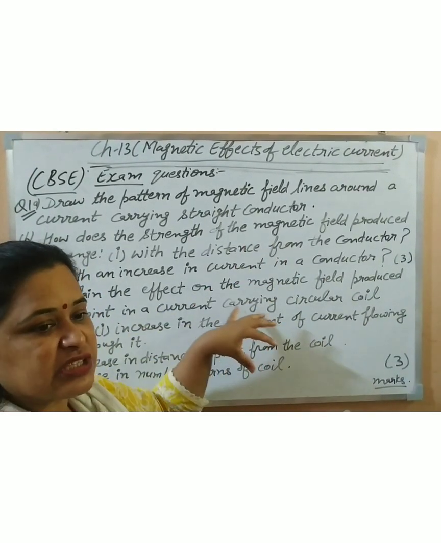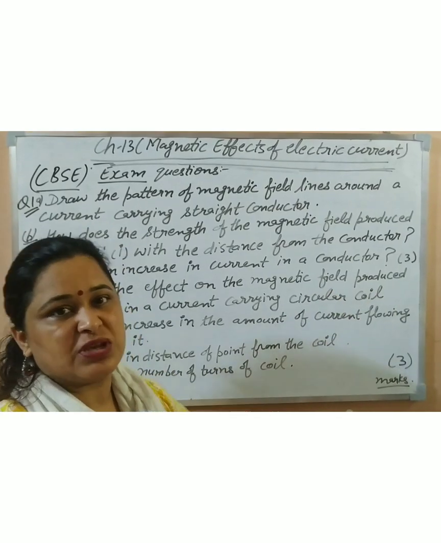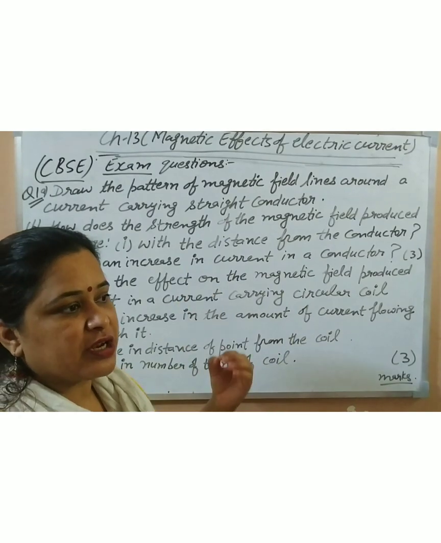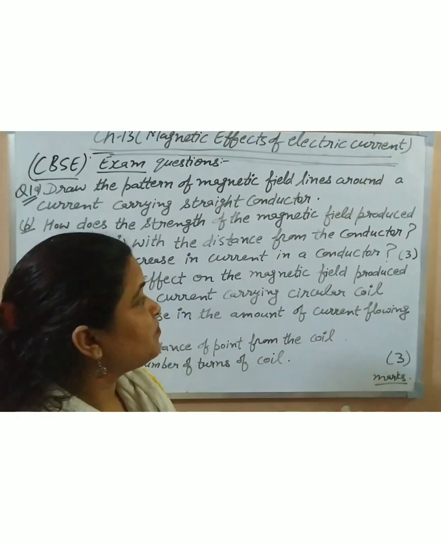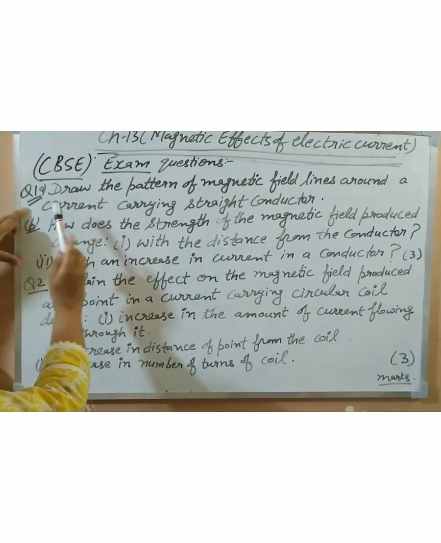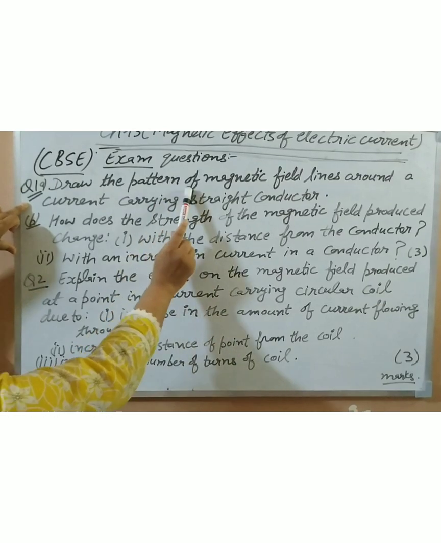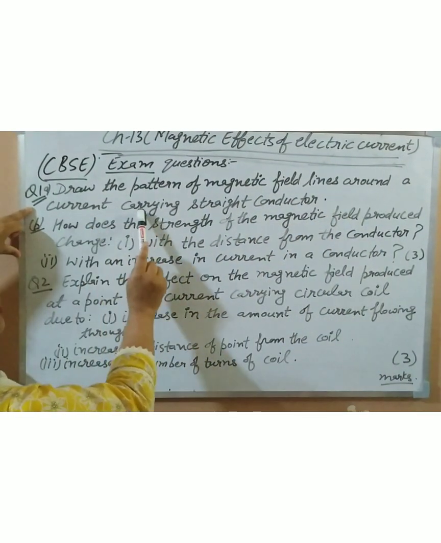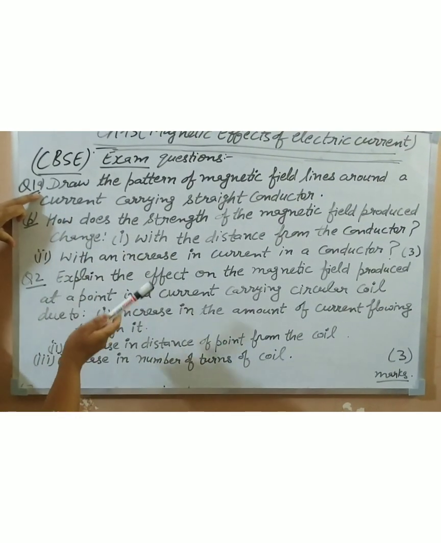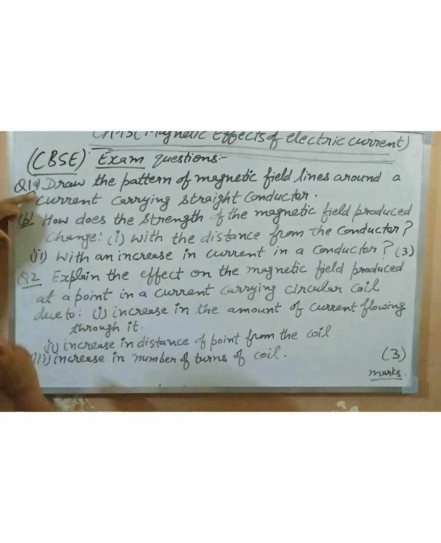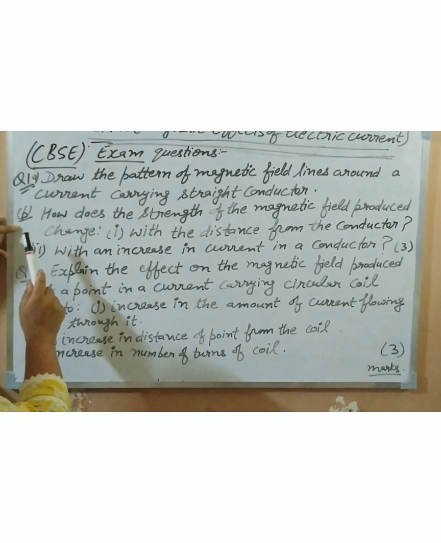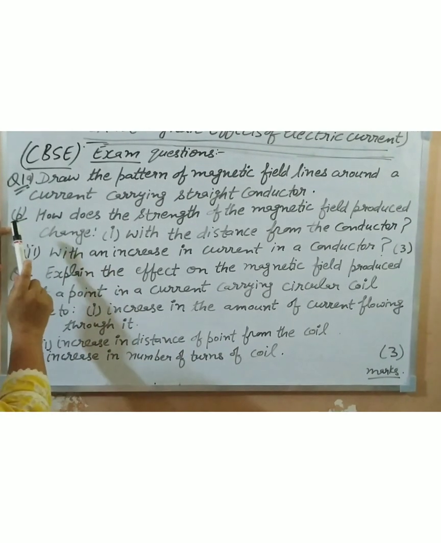I am giving you these few questions from previous year CBSE exam papers, from the 2013-14 and 2014-15 sessions. So let's see the language of those questions. The first question I have picked is: draw the pattern of the magnetic field lines around a current carrying straight conductor. This is the A part. You just see how CBSE used to ask questions, sometimes directly, but like this also most of the time.